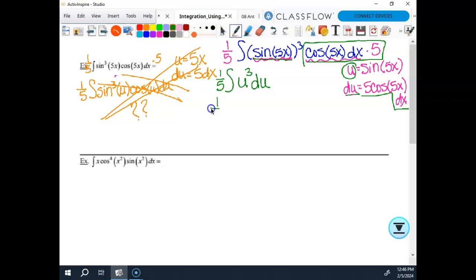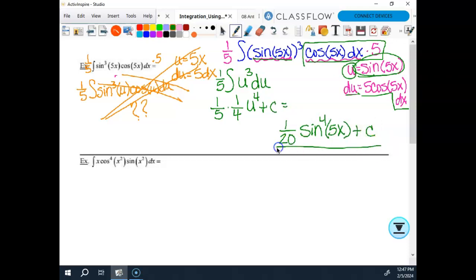So then when we integrate, we have this 1/5. I know I'm going to have to divide by my exponent, so I'm going to leave room for another fraction here. 1/5 times, so I add 1 to the exponent, that's u to the 4th. Then I divide by 4, so that's like 1/4 there. And then plus c. So then I have to substitute my u back in. So 1/5 times 1/4 is 1/20. And then this is going to be sine to the 4th of 5x plus c. That's your answer.